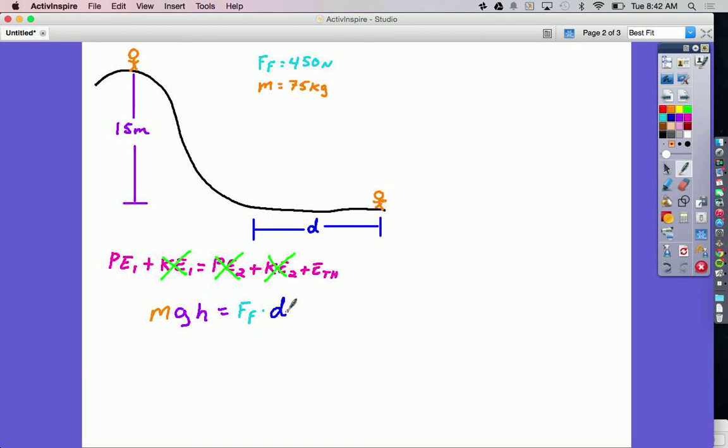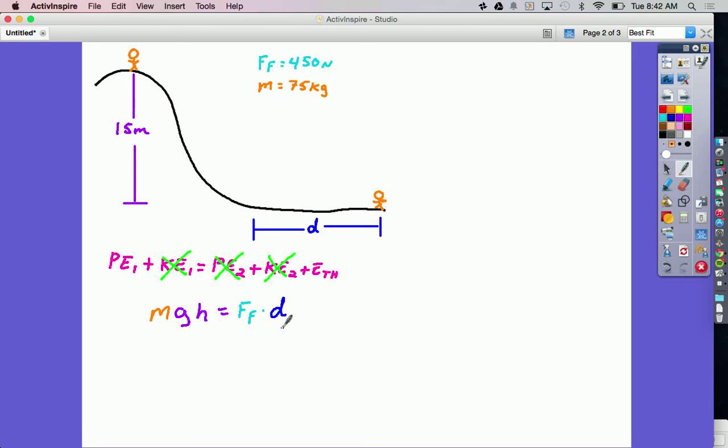Now you might say, wait, the work equation is F times cosine theta times d, but there's no angle here. There's no angle to worry about. The skier is sliding to the right, and the force is along the same axis, all along the x, so there's no angle, so we don't have to worry about it.